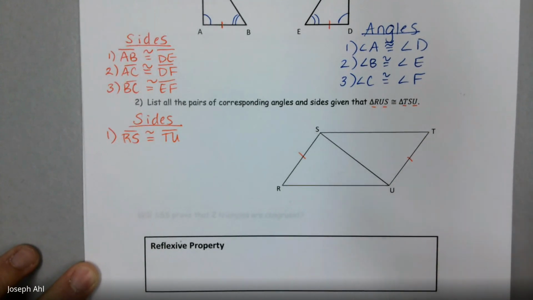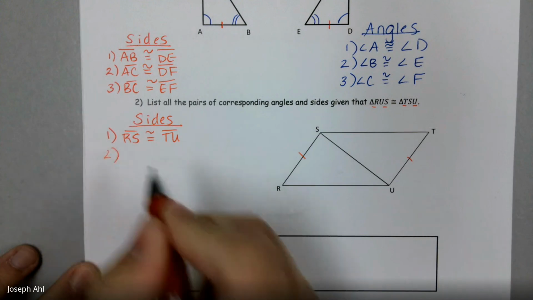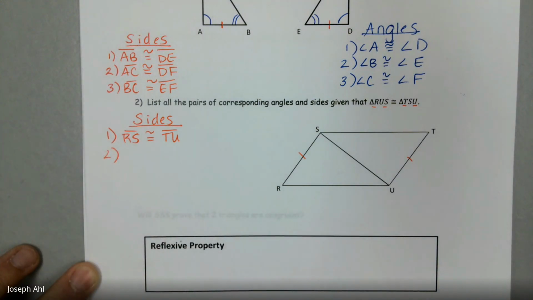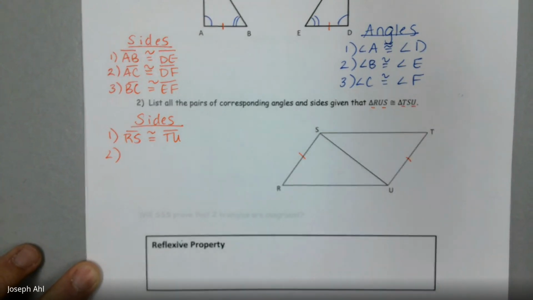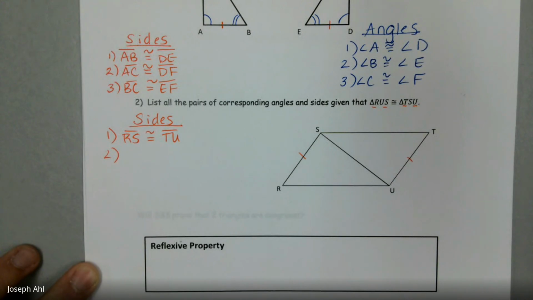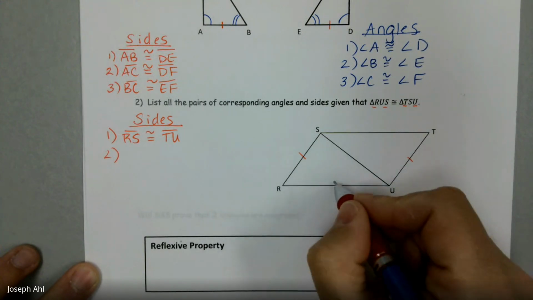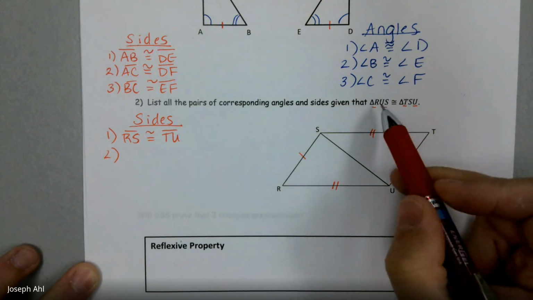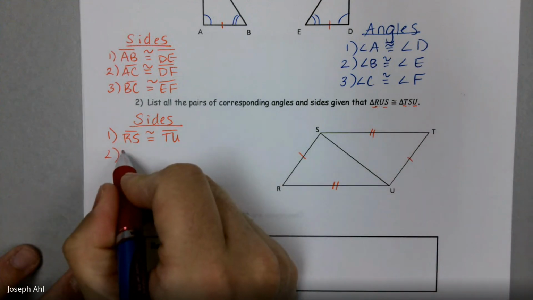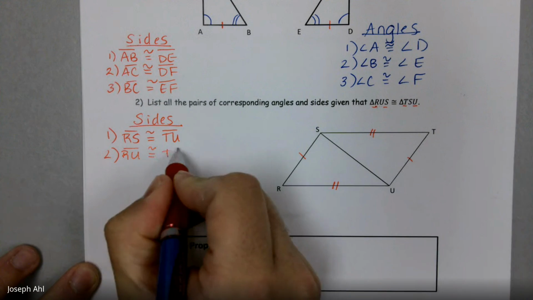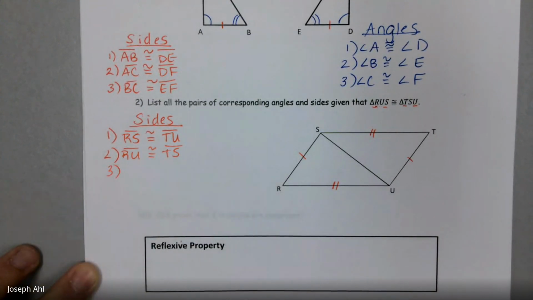If you said RS and UT, it's not that big of a deal at the beginning of this unit, but that is something that we'll try and use this statement to help us pay attention to which pairs of corresponding sides match up with one another. All right, if I keep going with that same pattern, RU at the bottom, what would that correspond with? Well, RU, the order here, would match up with TS. So RU is congruent to TS.